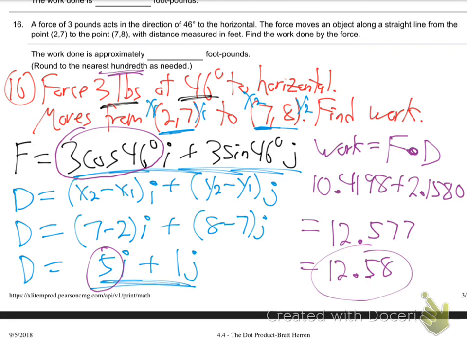Good there? You guys getting that okay? Foot-pounds. My physics teacher would not be happy with me here. Foot-pounds, there we go.